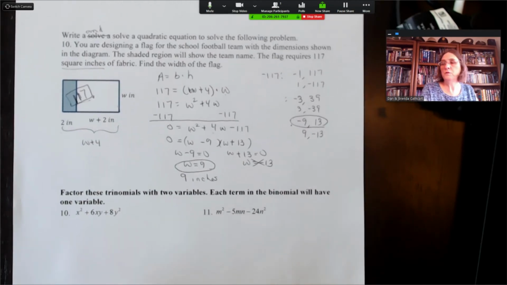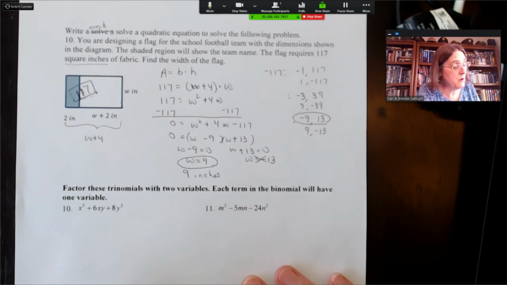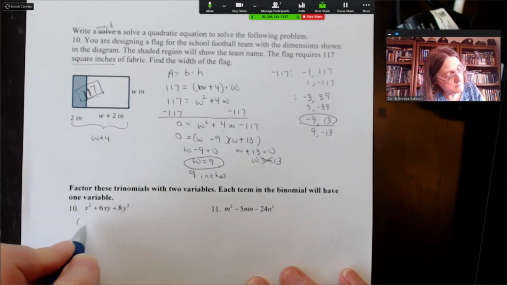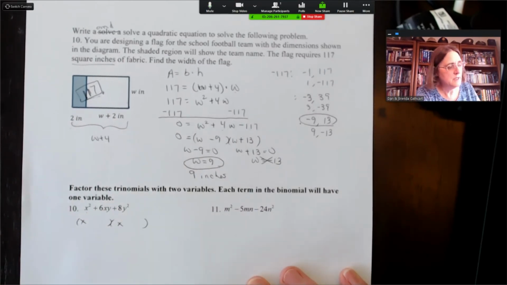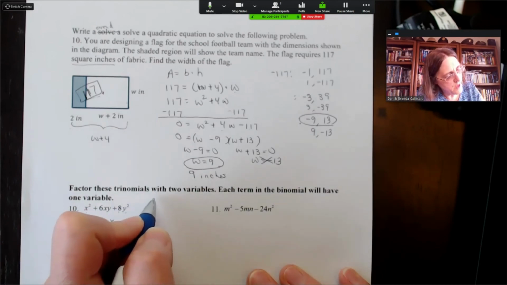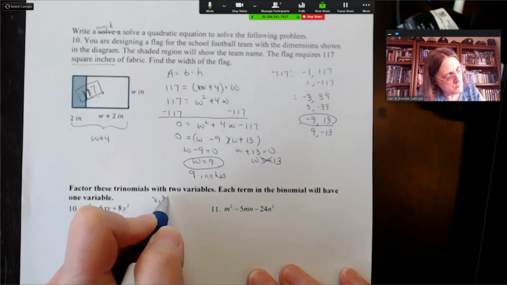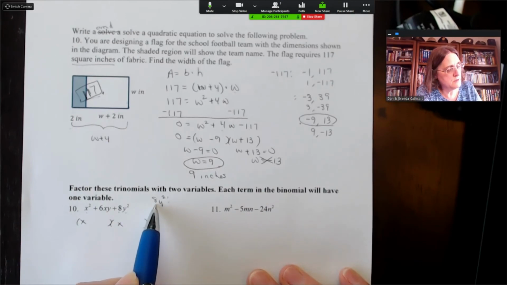Okay, last, when we factor trinomials, we can have more than one variable. We're going to look at it the same way we've looked at it before. To get x squared, our first term has to be x times x. To get our last term, the only thing that's different is we also have a y squared in there. So our factors are a way to multiply to get 8y squared.